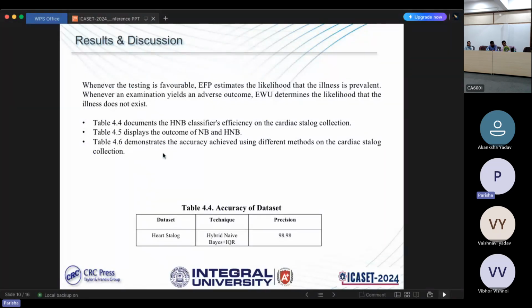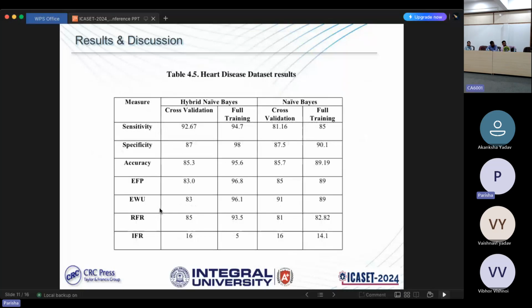So here there are some tables, that is 4.4, 4.5, and 4.6. Table 4.4 documents the accuracy or efficiency on the cardiac STELOG collection, that is the technique that we have used, and the precision. The technique that we have used is hybrid naive-Bayes with interquartile, and precision is 98.98. Okay, these are the tables.